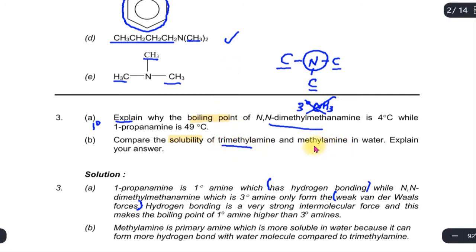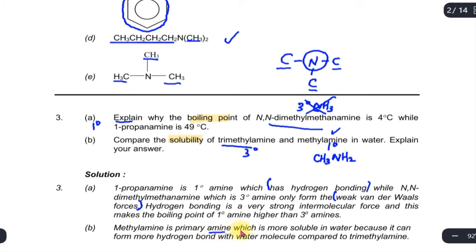This one only with CH3 and H2, like this. For sure, this one is higher. Methylamine is a primary amine. Yes, this is a primary amine, and then this one is a tertiary amine.